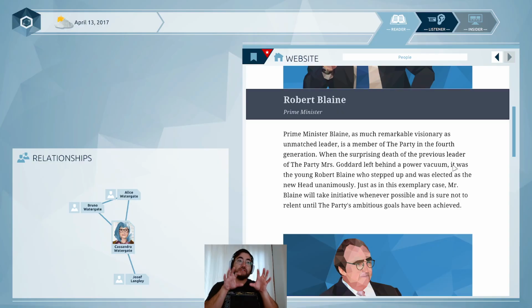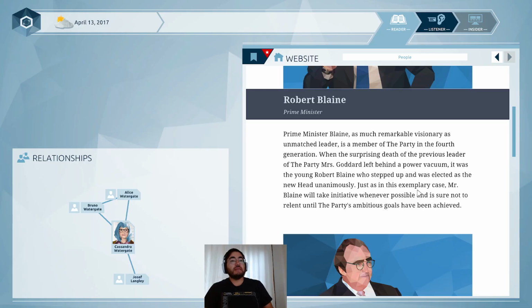So a power vacuum is when someone in power dies, like say the president or a prime minister, and there's no one to step up in his stead, what happens is a vacuum. A vacuum is where things are sucked out and there's nothing left behind, and vacuums attract things. So all these people are trying to become the most powerful person now, and they're all circling around. And so he came out of nowhere and was elected unanimously, meaning every single person elected him. No one said no, everyone said yes.